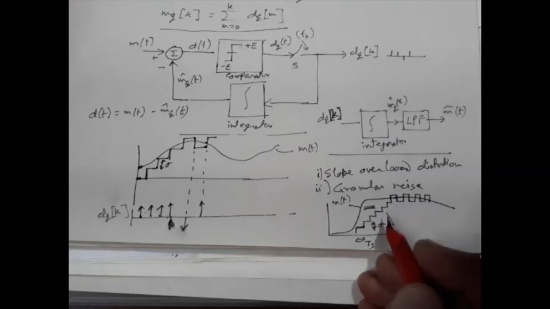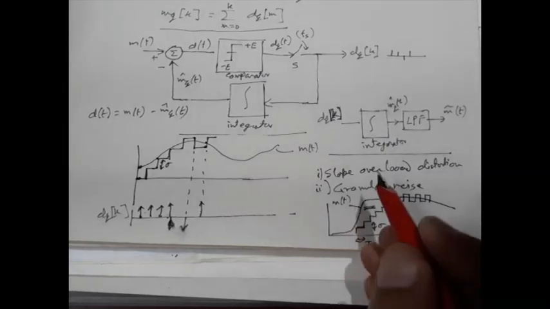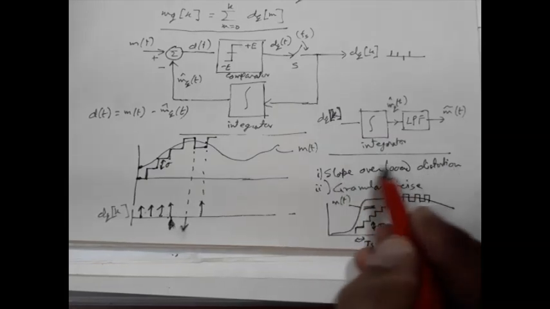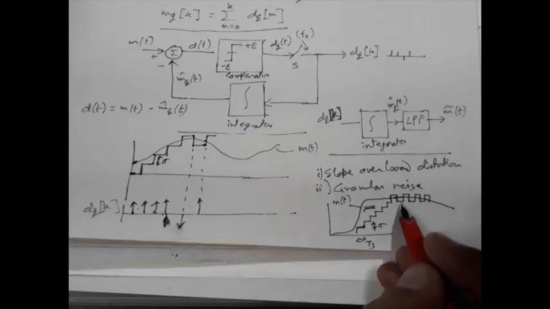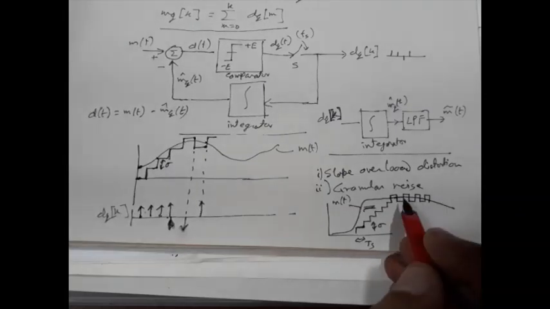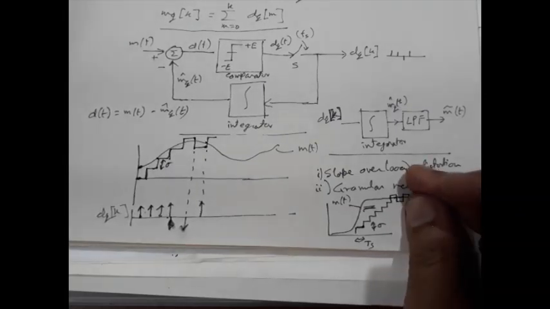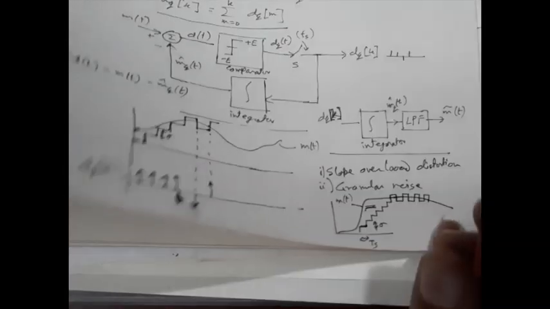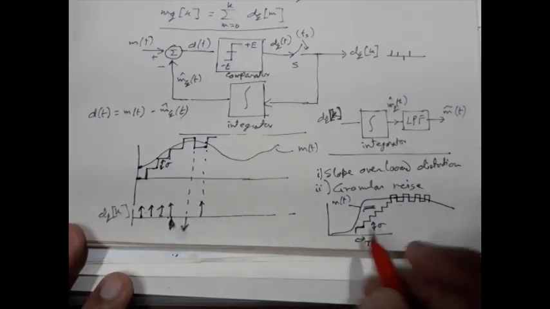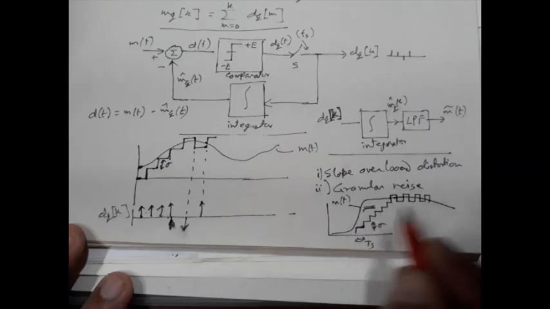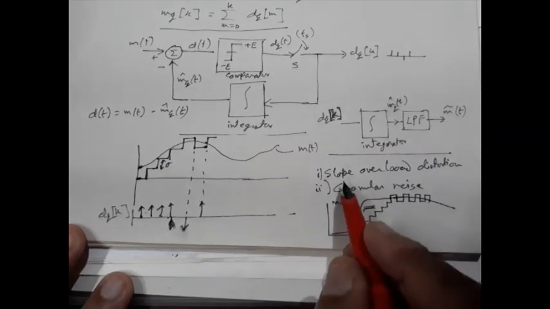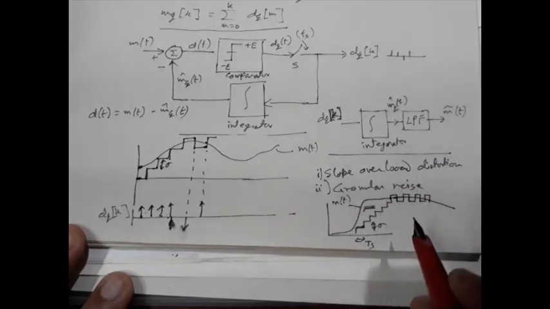Now if we try to recover from any one of the problems, say we want to reduce this slope overload distortion, what we have to do is increase this sigma. That means at one step it will move to a higher value, but in that case the granular noise will be higher. In other words, if we want to reduce this granular noise, the step size must be smaller. But once the step size is smaller, then the slope overload distortion will be higher. So that is a conflicting situation. If we want to reduce the slope overload distortion, granular noise increases, and vice versa.